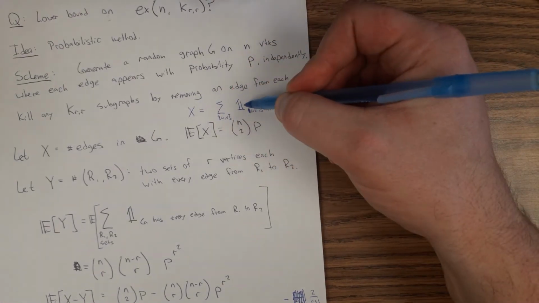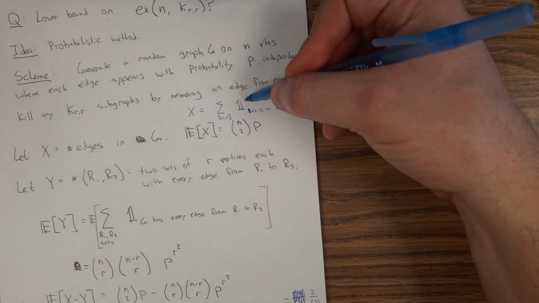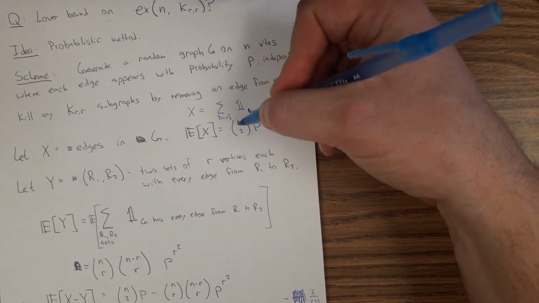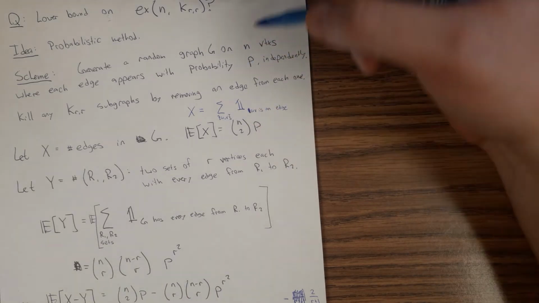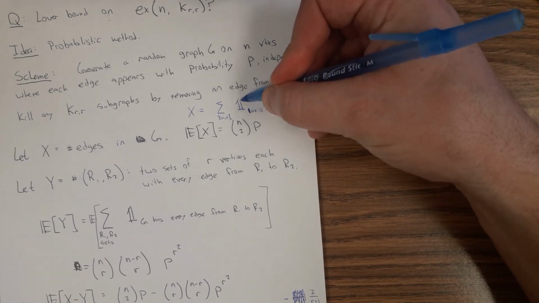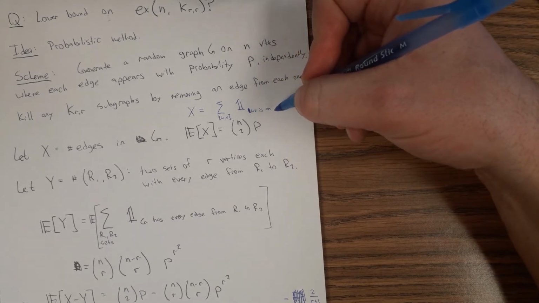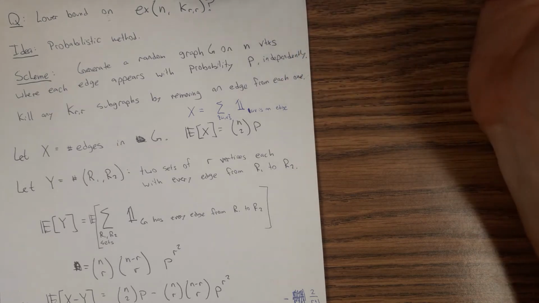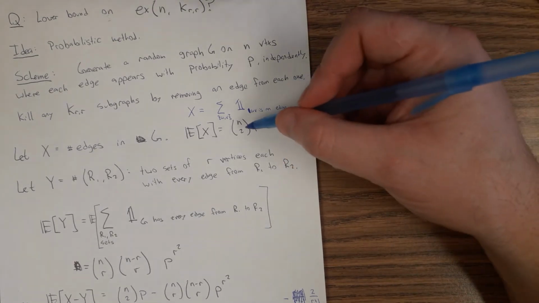Then I do expectation of both sides. So when I find the expectation of X, doing the expectation of this is easy. First of all, there's n choose 2 terms because there's a term for each pair of vertices, and there are n choose 2 pairs of vertices. And then the expectation of an indicator random variable is just the probability of the event underneath. We went over that last time. And the probability of this event is p. The probability of any particular pair being an edge is p. So that's the expectation of X. It's n choose 2 times p.